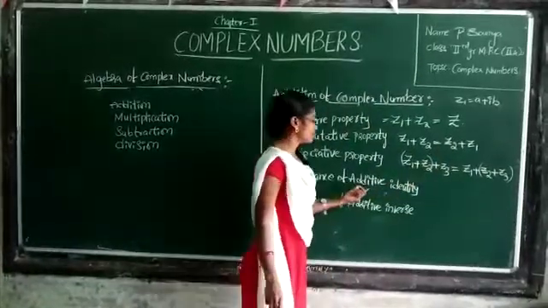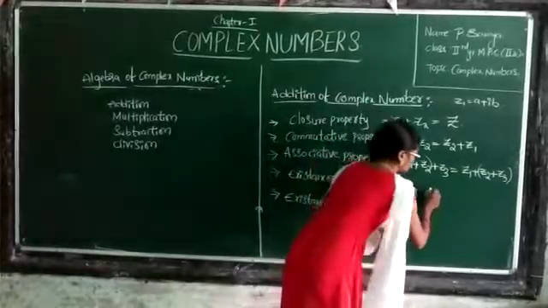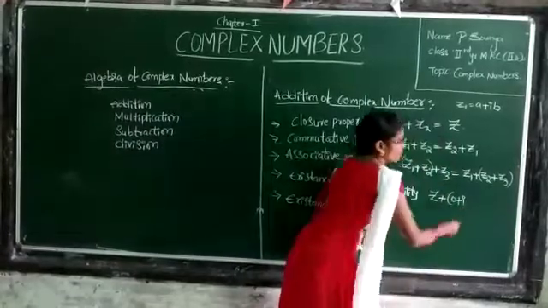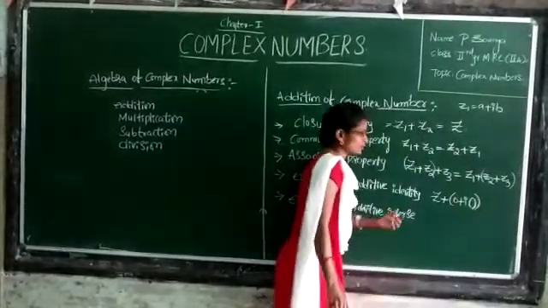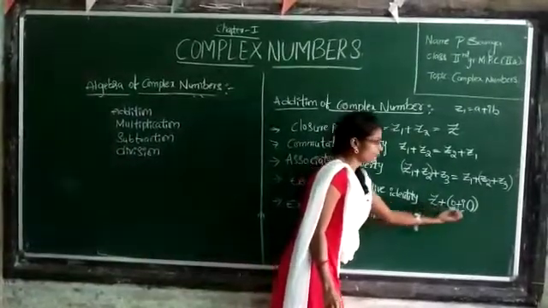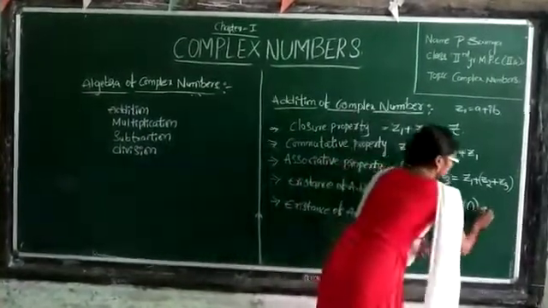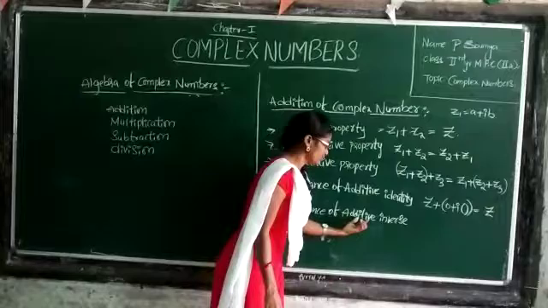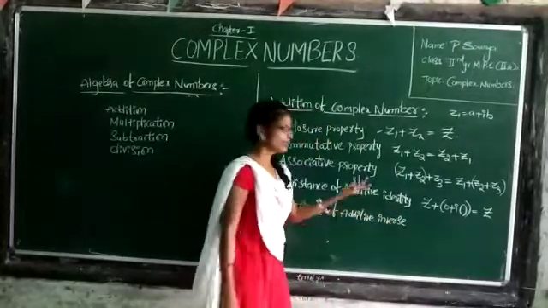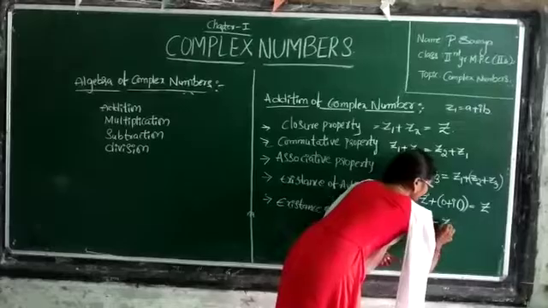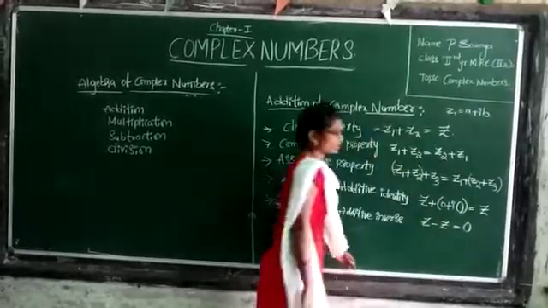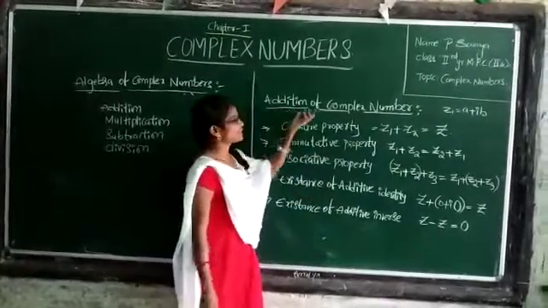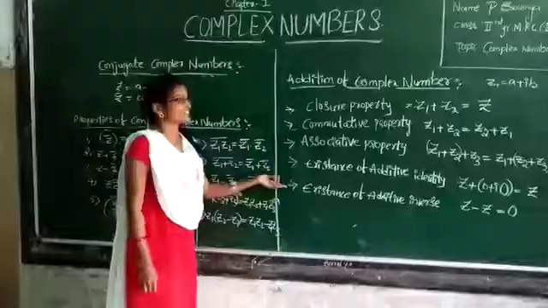And existence of additive identity. Additive identity is nothing but what? In the complex number, here you can add 0 plus imaginary 0. If you add anything to z, again what will you get here? That is z. And next, existence of additive inverse. Additive inverse is nothing but the opposite. That is nothing but z minus z is equal to 0. Is it okay? And this is the addition of complex numbers.